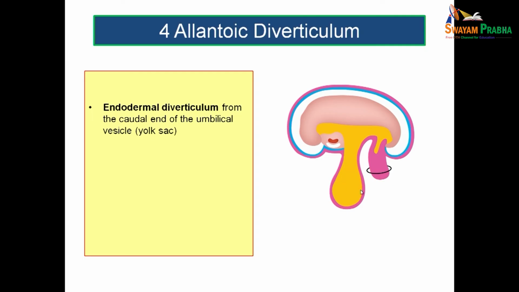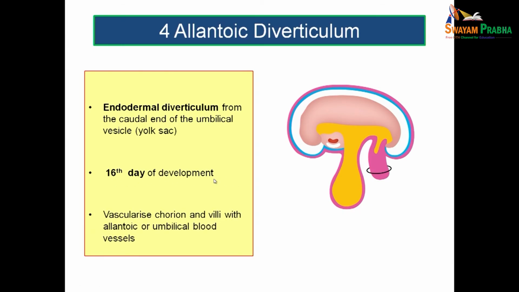So, this is the yolk sac. It is the caudal end of the umbilical vesicle or yolk sac where you get the allantoic diverticulum, and you can expect the formation of the allantoic diverticulum by the 16th day of intrauterine period.